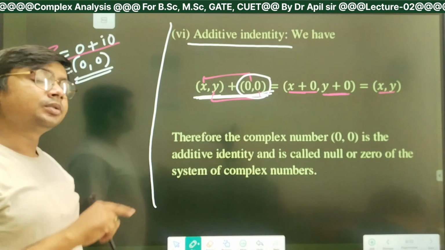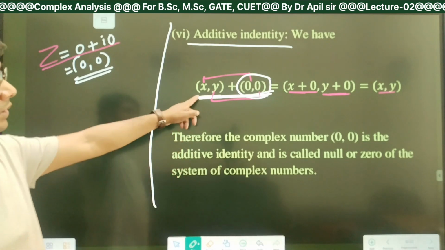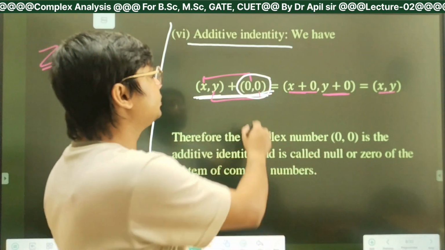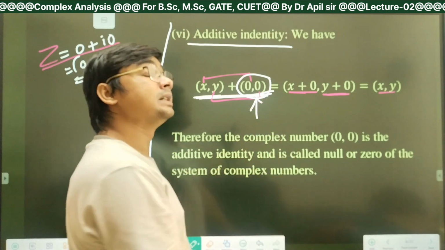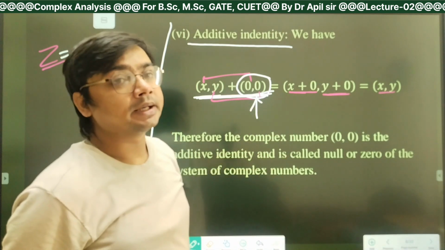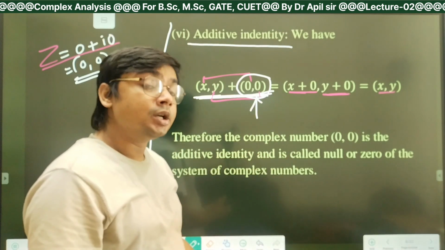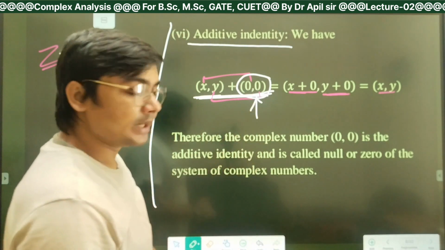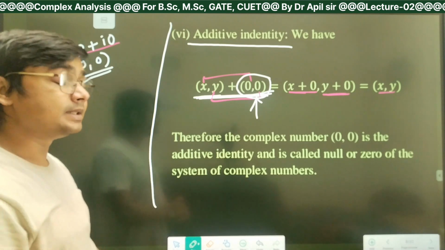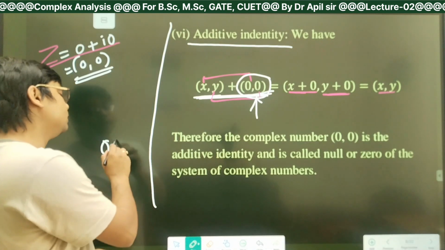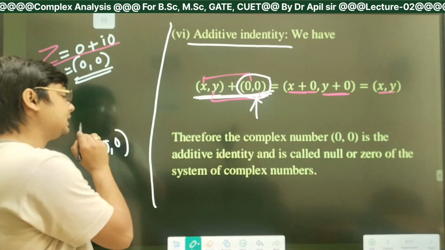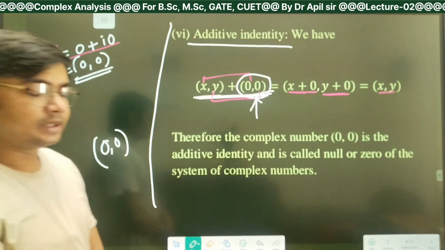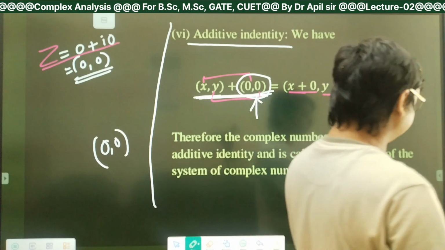If you add this to any complex number, you get the same complex number. That means this 0, 0 is nothing but our additive identity, the identity with respect to addition, right? So with respect to addition, this 0, 0 or this zero complex number is called the additive identity, okay? So you just remember this.